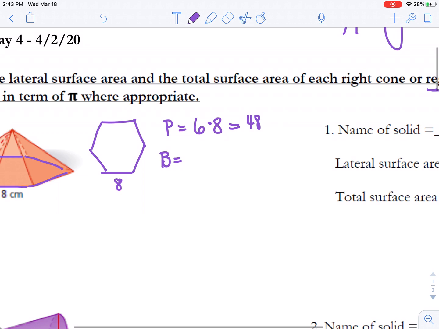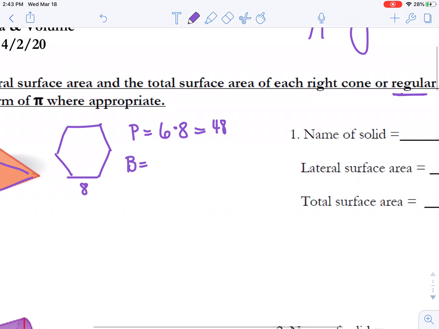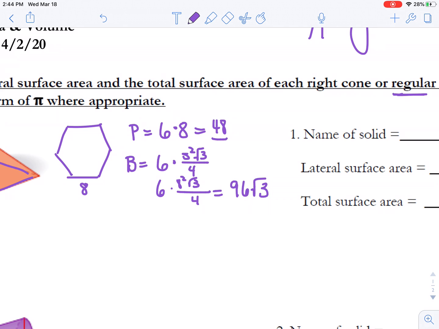As far as the area of the base goes, it's going to be the shortcut formula for area of a regular hexagon. There are 6 equilateral triangles, and each of those equilateral triangles has a side length of 8, so 6 times side squared root 3 over 4, same as 6 times 8 squared root 3 over 4, which reduces to 96 root 3. So now we have the perimeter of our base and the area of our base.